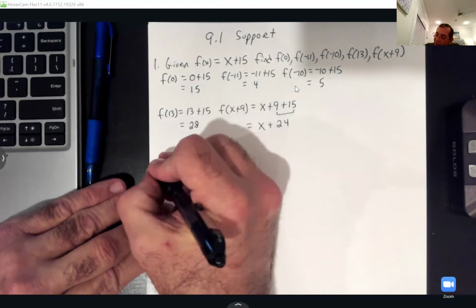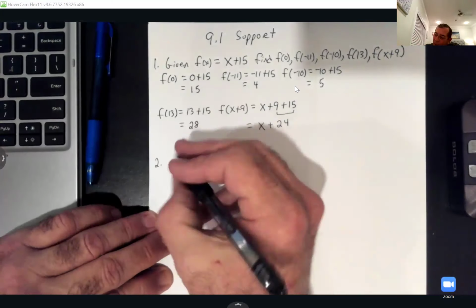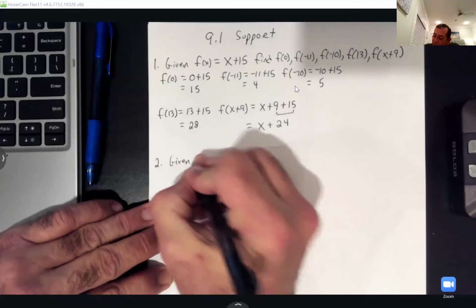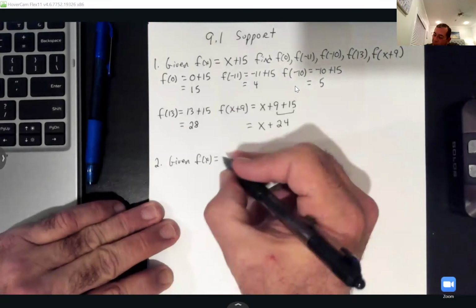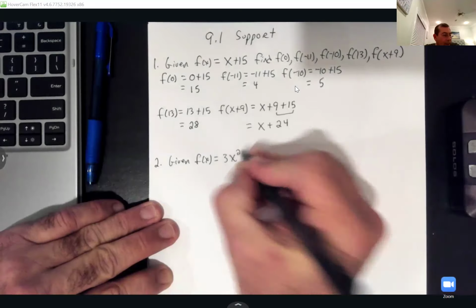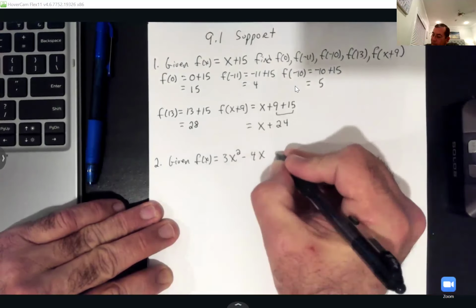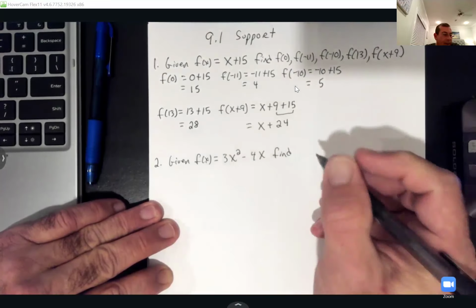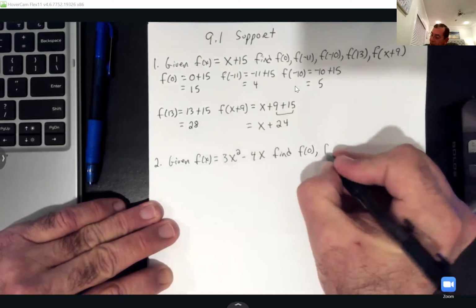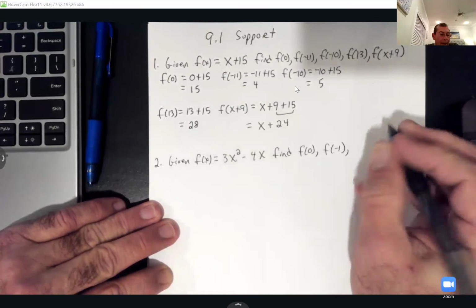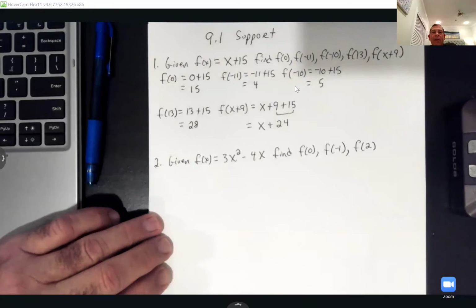All right, number 2. So number 2 will be a little trickier. On number 2, they're given f of x equals 3x squared minus 4x. They want me to find f of 0, f of a negative 1, and f of 2. Okay.